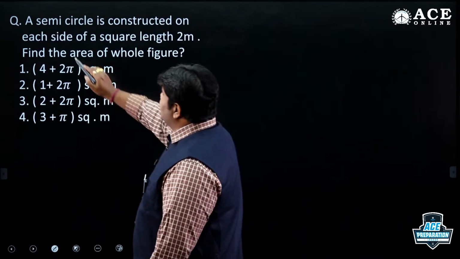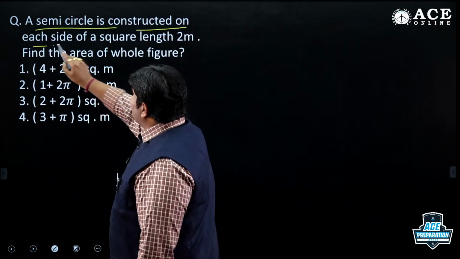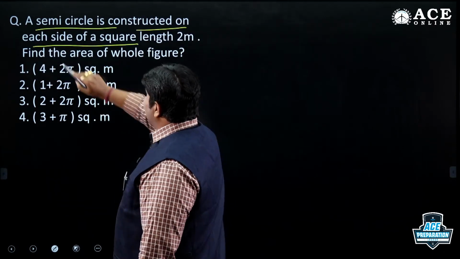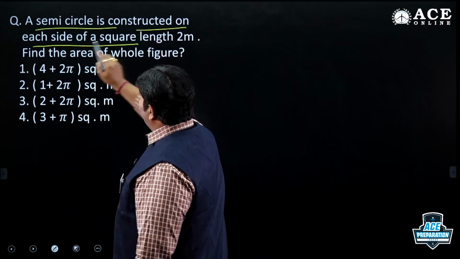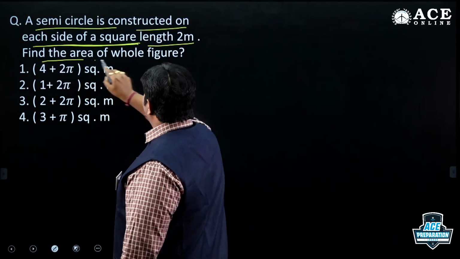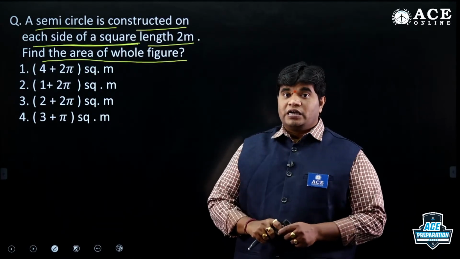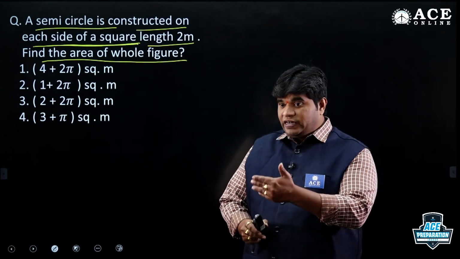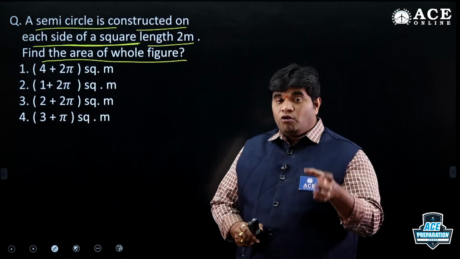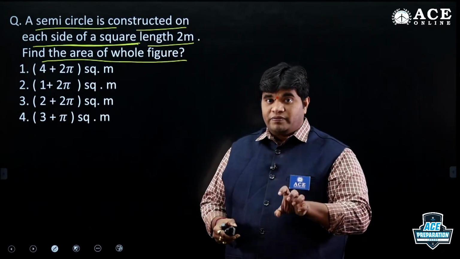Look at here. A semicircle is constructed on each side of the square. The length of the side is 2 meters. Find the area of the whole figure. Previously we were discussing this model, where we find the area of the whole figure after removing a part. This type of concept, friends.